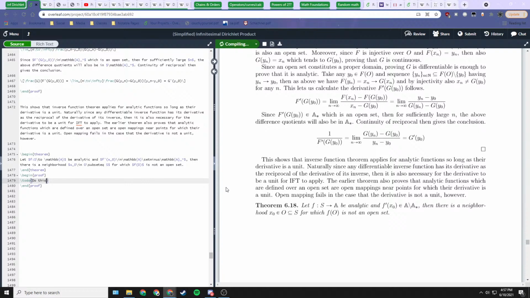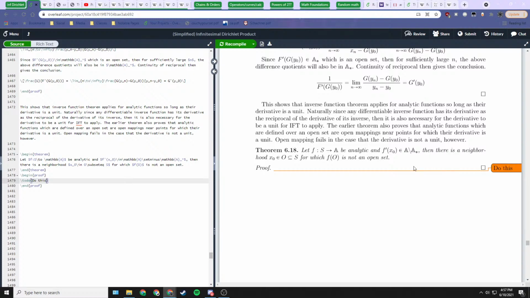Next time we come back, we'll investigate this counterexample to open mapping. But for now, that will be all.